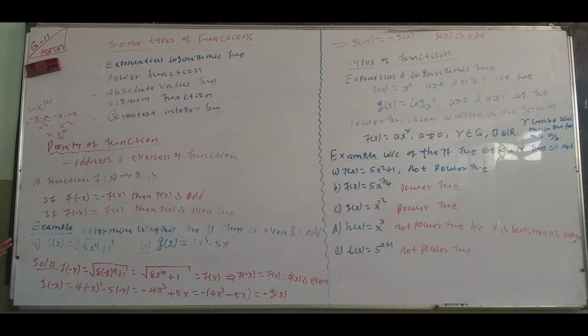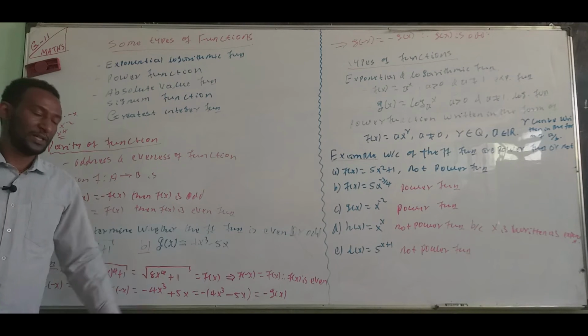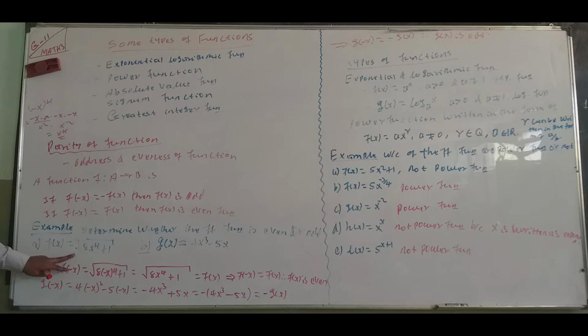Let us look at this example. Determine which is odd and which is even. f of x is given: f of x is equal to the square root of 8x to the power of 4 plus 1.